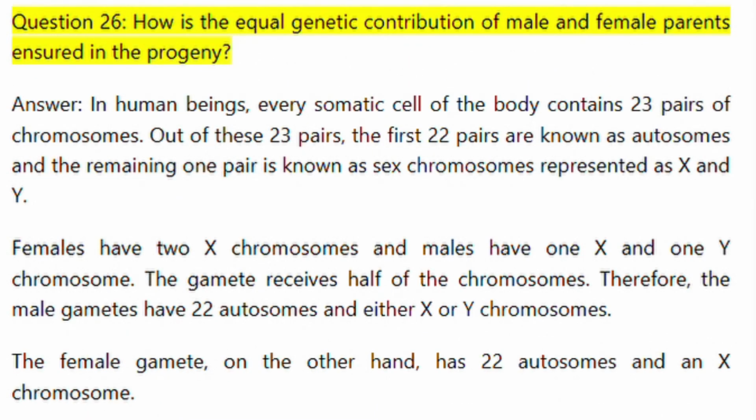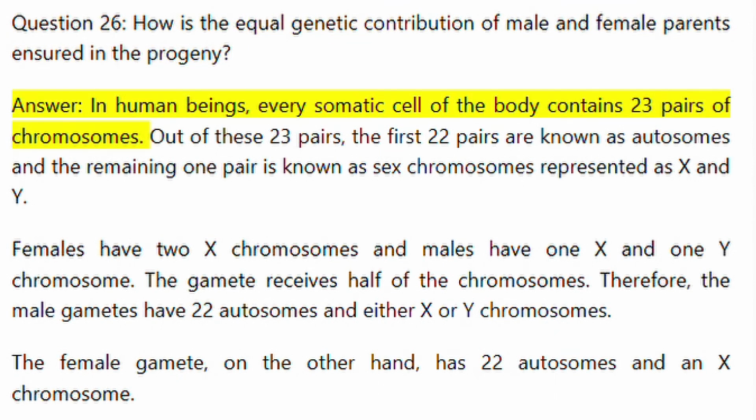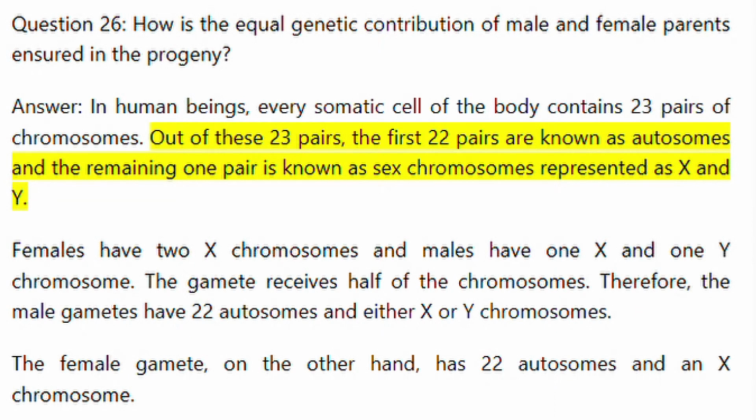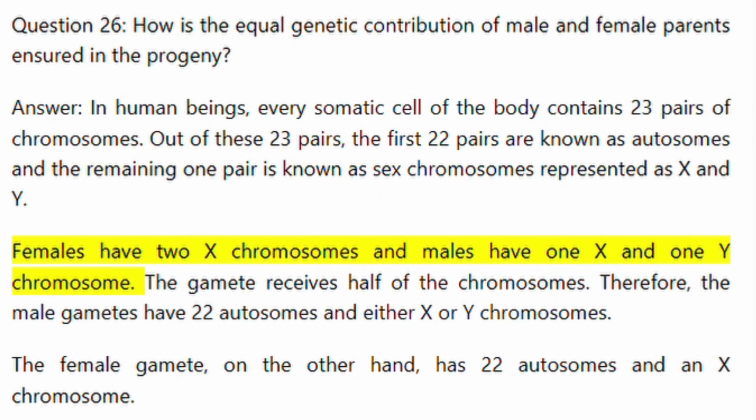Question 26. How is the equal genetic contribution of male and female parents ensured in the progeny? Answer. In human beings, every somatic cell of the body contains 23 pairs of chromosomes. Out of these 23 pairs, the first 22 pairs are known as autosomes, and the remaining one pair is known as sex chromosomes, represented as X and Y. Females have 2 X chromosomes and males have 1 X and 1 Y chromosome.